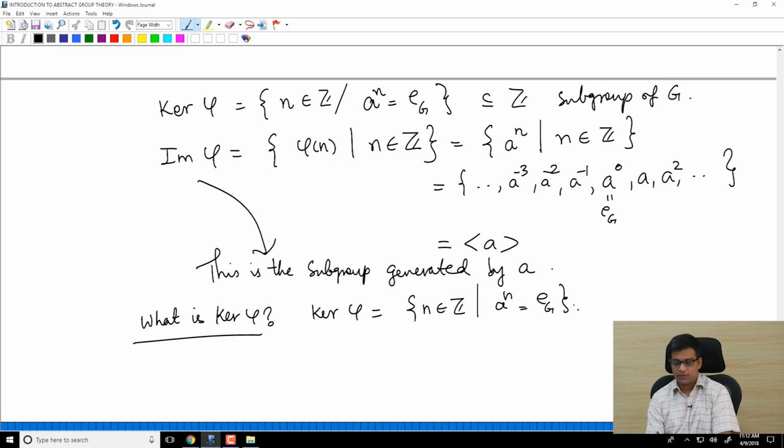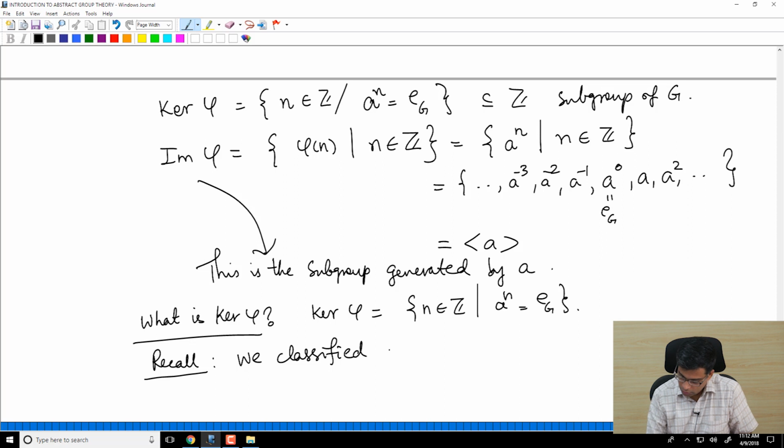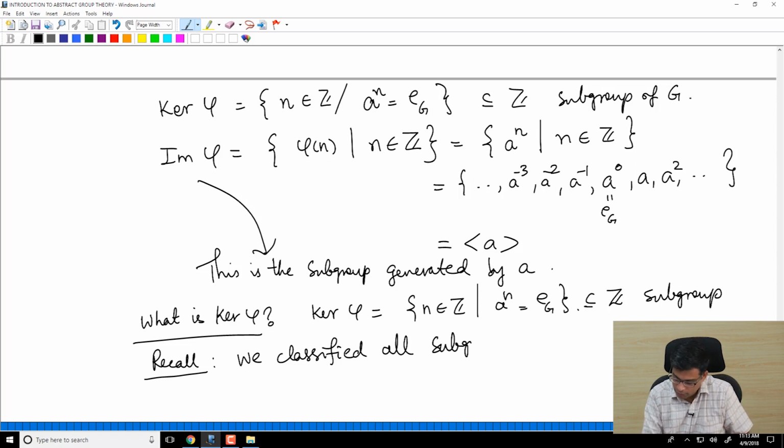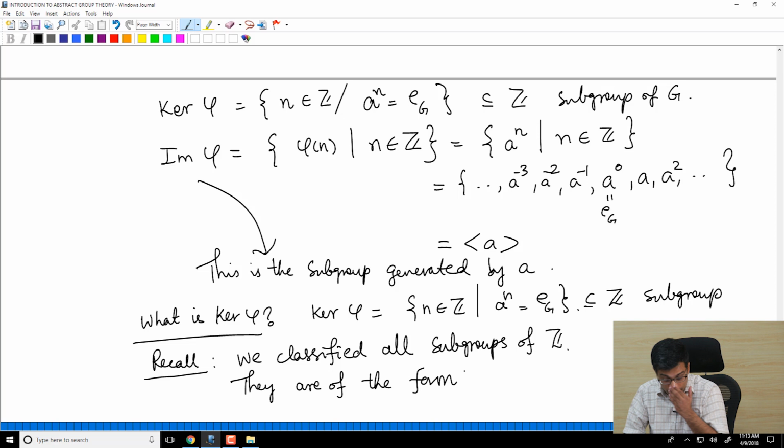If you recall from a previous video, we have already classified all the subgroups of the integers. Remember, this is a subgroup of Z. We already classified all subgroups of Z. What are they? They are multiples of a fixed integer.